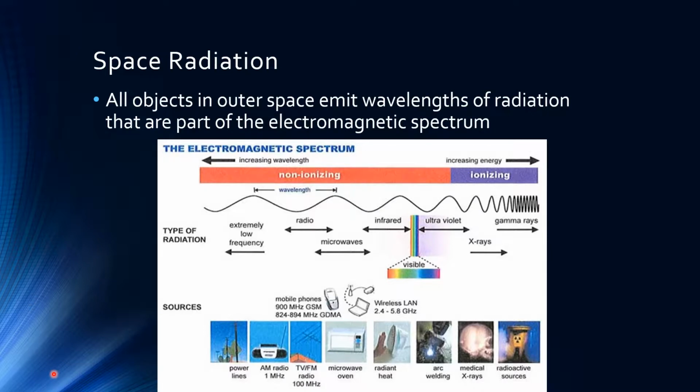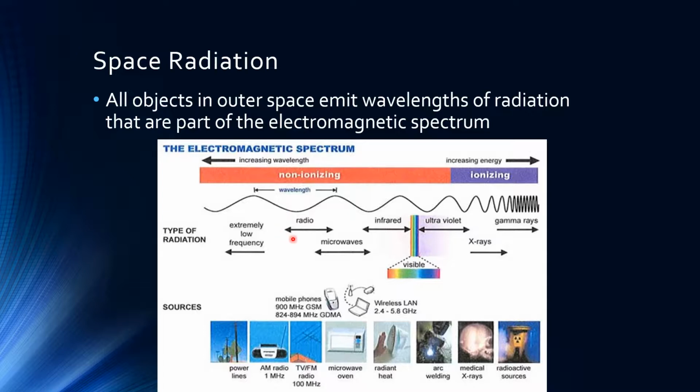In order to understand everything that we're going to talk about, we need to understand space radiation. Radiation is just energy that is moving in waves. All objects in outer space emit wavelengths of radiation that are part of what we call our electromagnetic spectrum. This is where we classify all of our waves according to their wavelength, or how spread out this line is.